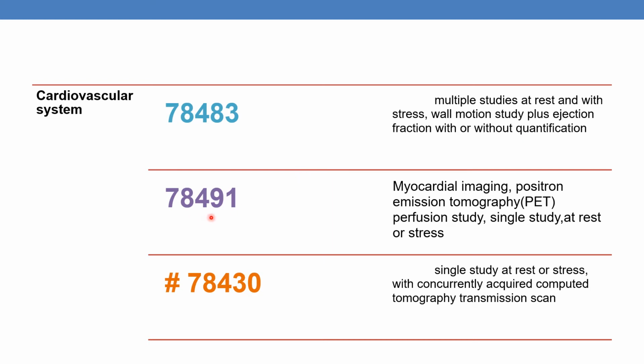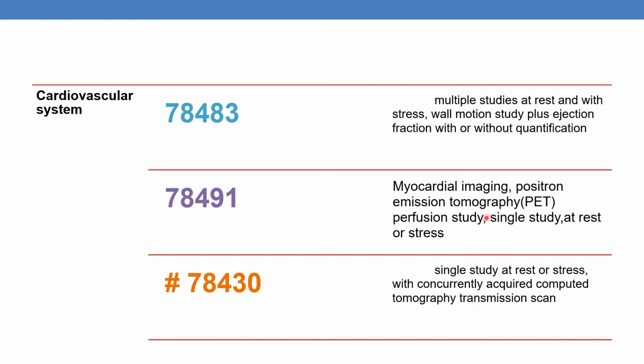The next CPT is 78491. It deals with myocardial imaging using PET, which is positron emission tomography, perfusion study, single study at rest or stress. The next CPT is 78430. This is also an out of sequence CPT, hence it is indicated by a number sign. The description is myocardial imaging PET perfusion study, single study at rest or stress with concurrently acquired CT tomography transmission scan.